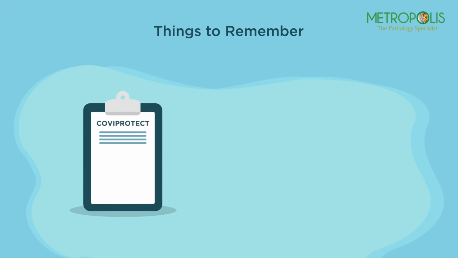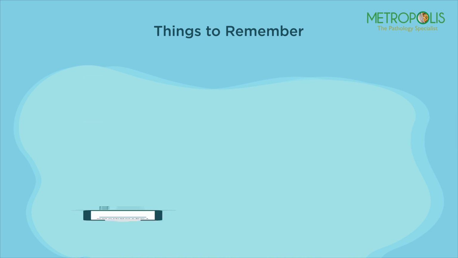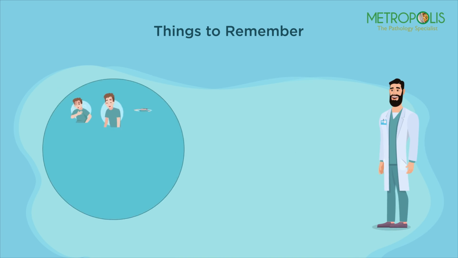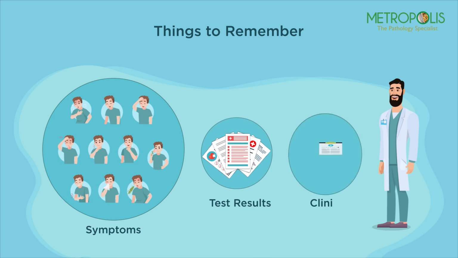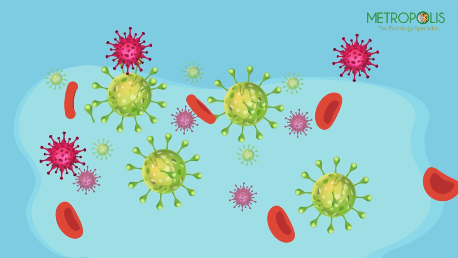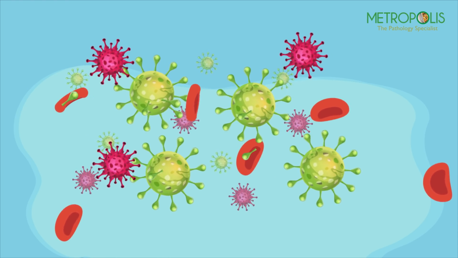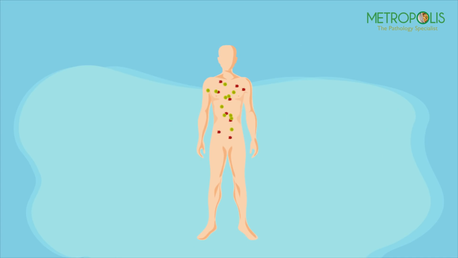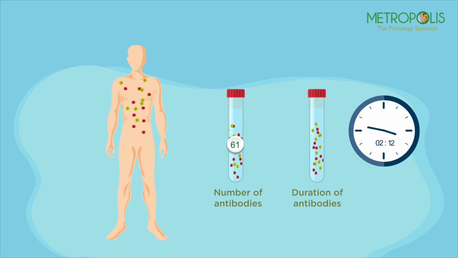Things to remember. Results from antibody testing should not be used as the sole basis for the diagnosis or to exclude SARS-CoV-2 infection or to confirm the infection status. Your doctor will interpret the results in conjunction with other data, for example, symptoms, other test results, and clinical impressions. Detection of neutralizing IgG antibodies against SARS-CoV-2 indicates the presence of protective antibodies in vaccinated individuals. The number of antibodies or the duration of antibodies that will protect against infection remains to be determined.